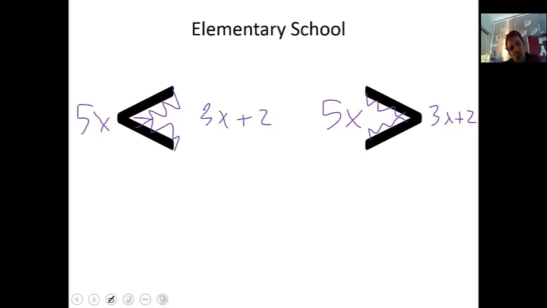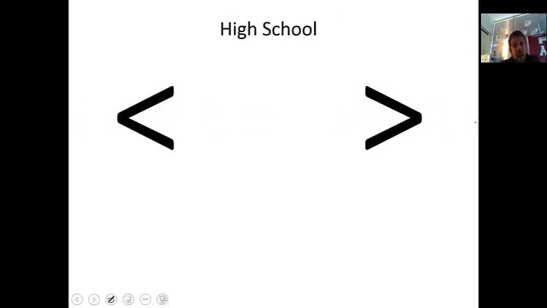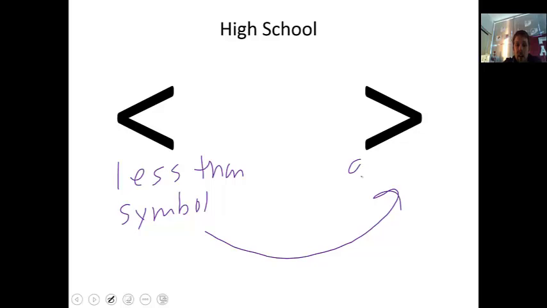I do want you to learn the other way, the high school way to remember these. So this is the less than symbol. So when someone talks about the less than symbol, they're talking about this. And obviously, the opposite of that is the greater than one.